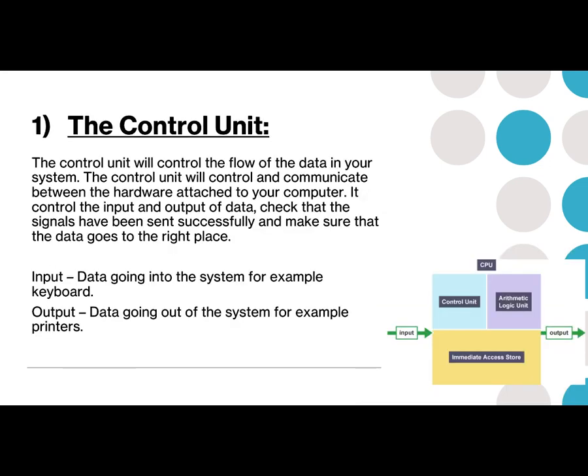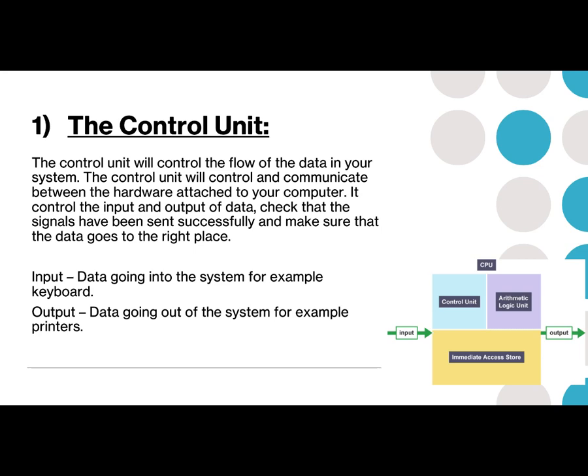Okay, the control unit. The control unit will control the flow of the data in your system. The control unit will control and communicate between the hardware attached to a computer. It will control the input and output of data, check that the signals have been sent successfully, and make sure that the data goes to the right place.